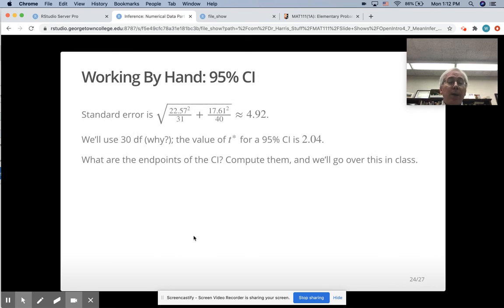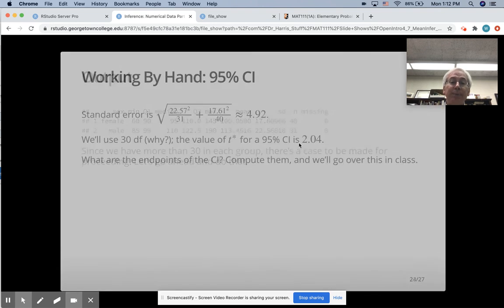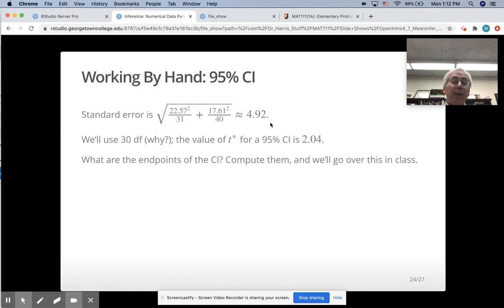Okay, so I'll go ahead and compute the standard error. We can go back to favstats. For this, we've got the means and standard deviations. We use the standard deviations and the sample sizes to come up with the standard error. So it's going to be 22.57 squared over 31 plus 17.61 squared over 40. We take the sum of those two things, and then take the square root of that sum. We get a number that's about 4.9.